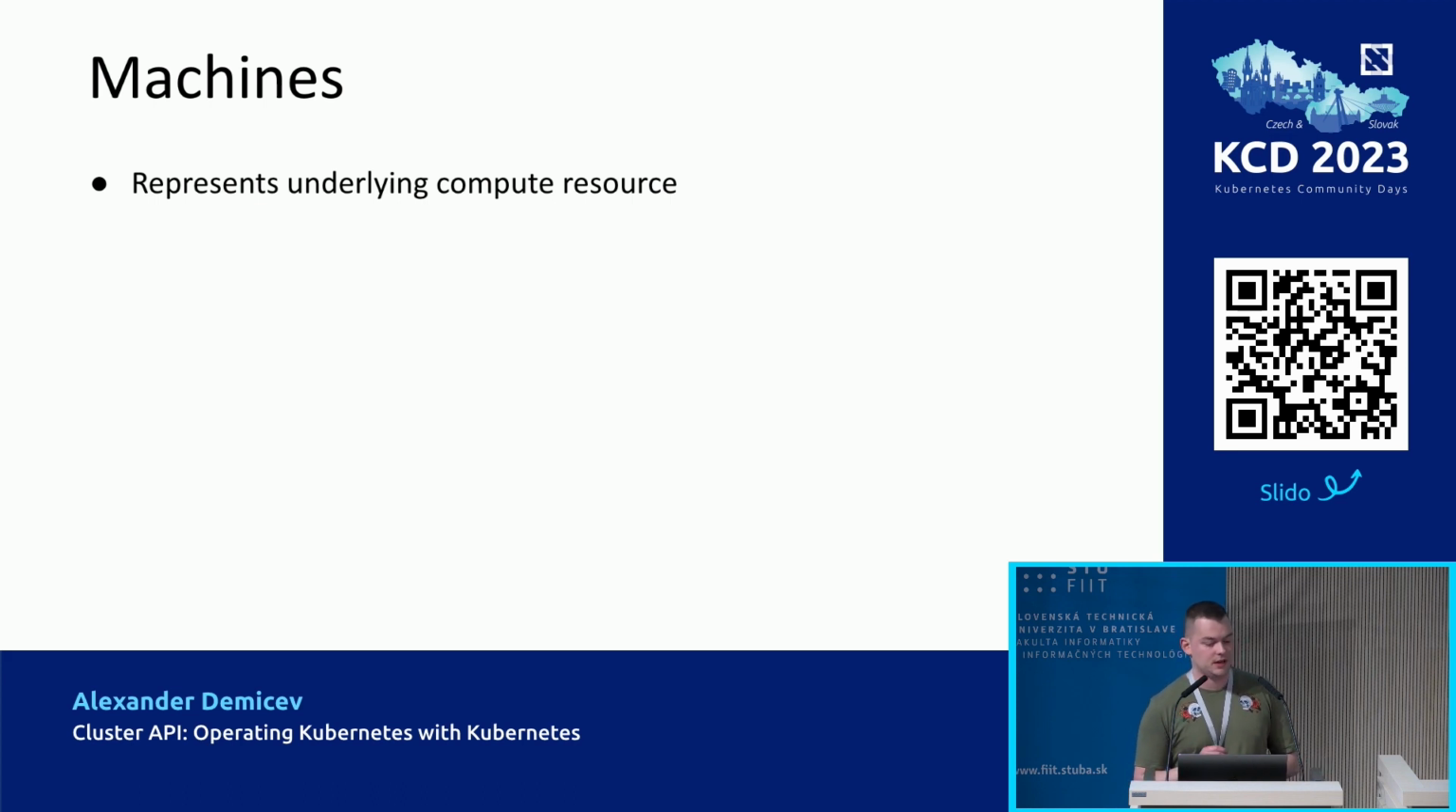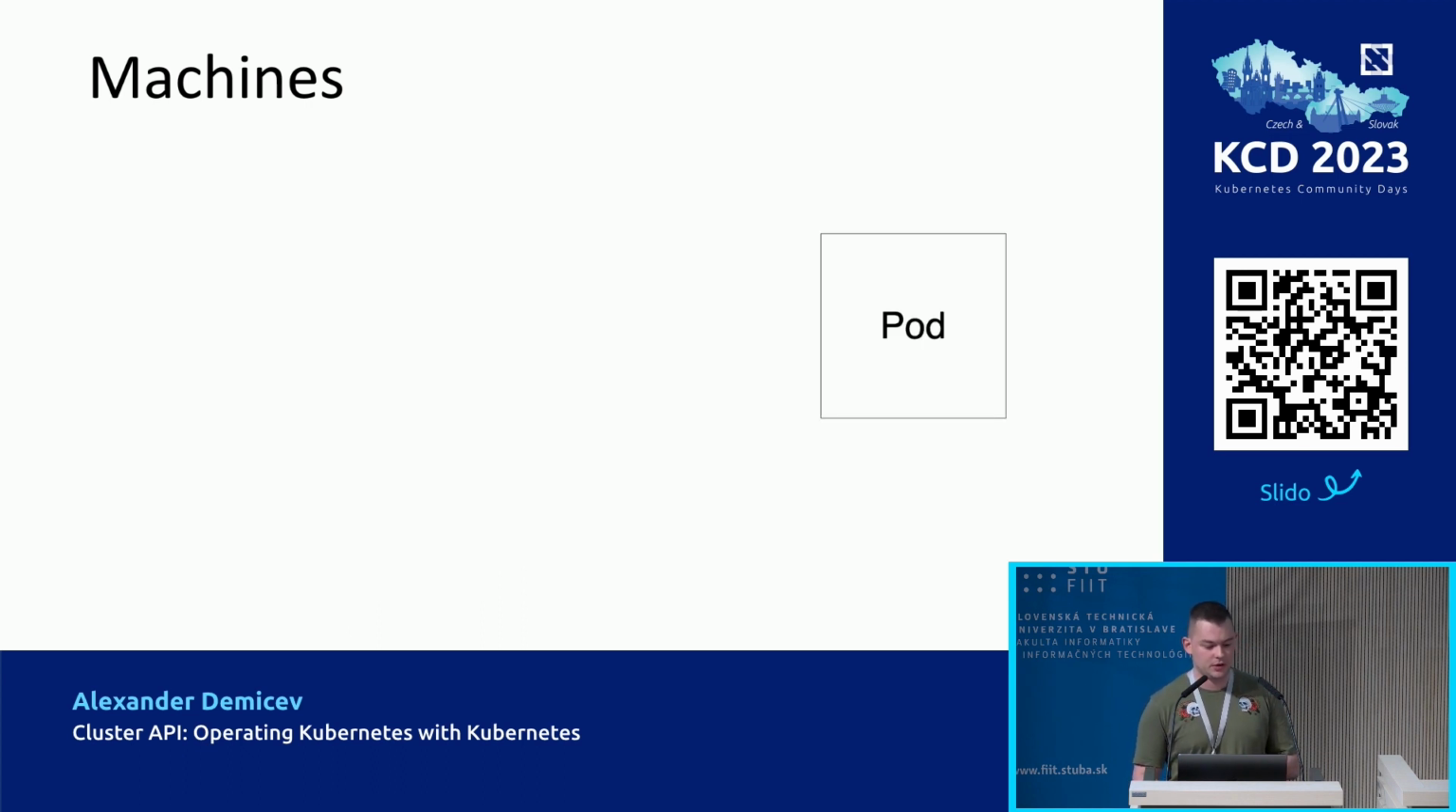And CAPI provides an API to manage them. So you can look at machines in the same way as you look at pods. You don't manage your pods by hand, right? You don't create pods. You don't do kubectl apply pod. You don't scale them manually. You don't upgrade them manually. You use something else. That's why we have Kubernetes.